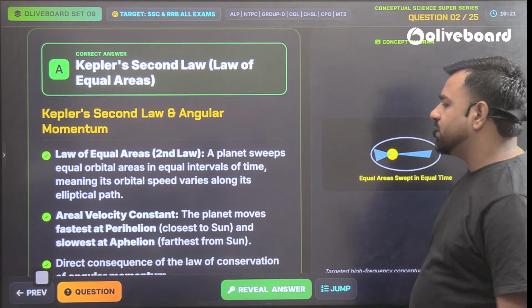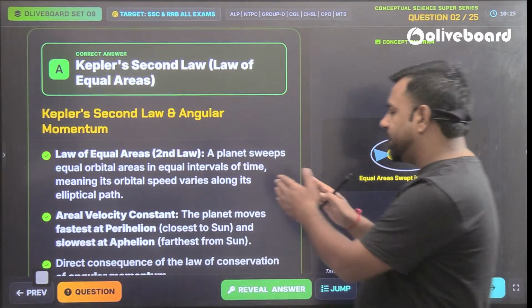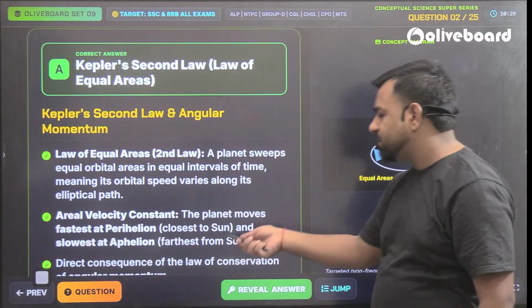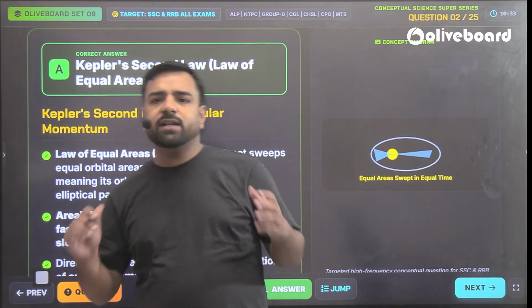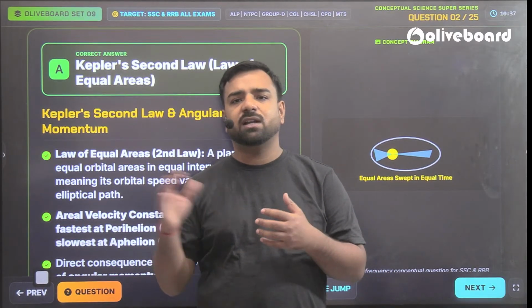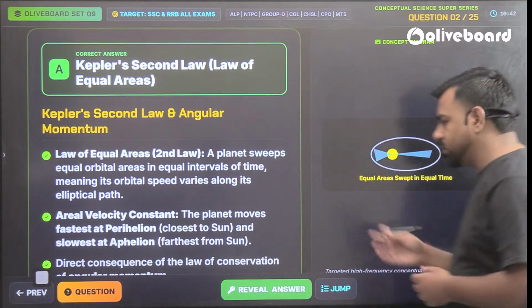What about areal velocity being constant? The planet moves fastest at the perihelion when it is closest to the sun, and slowest at aphelion when it is farthest from the sun. And if I link it with the geography section, when it is near the sun, at that time you'll find the summer season, and when it is far away from the sun, at that time we observe the winter season, right? Okay, so that's done.